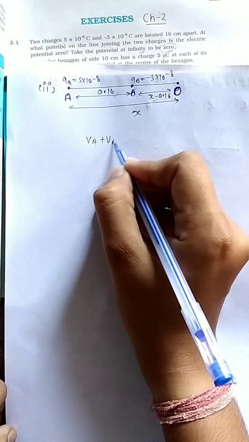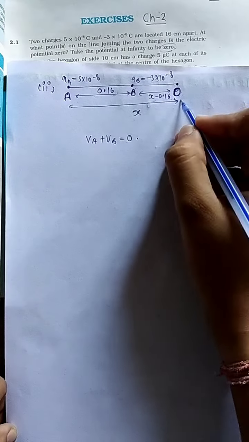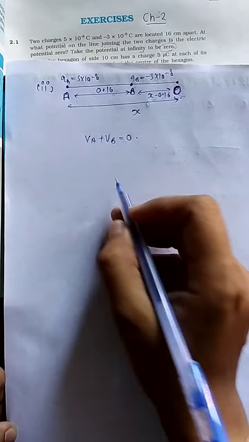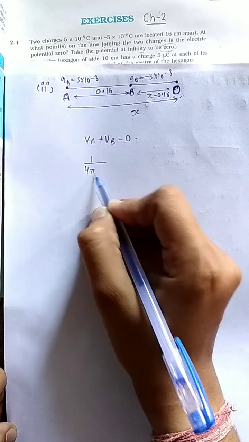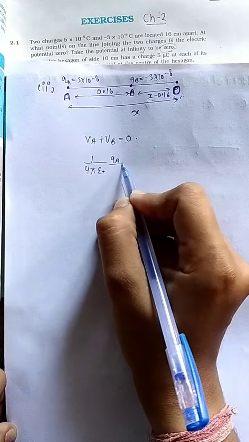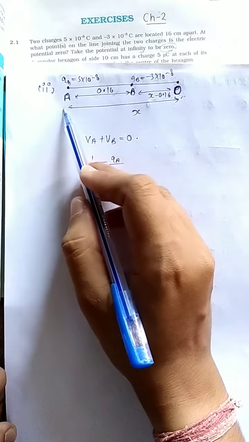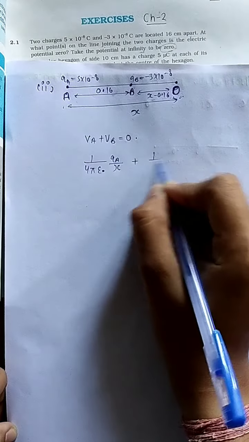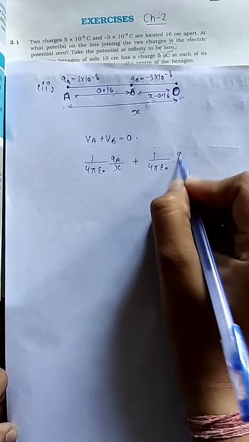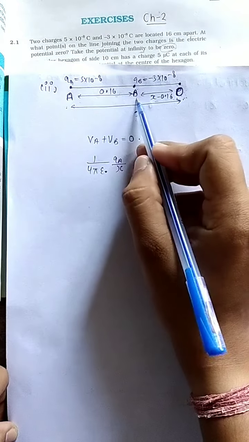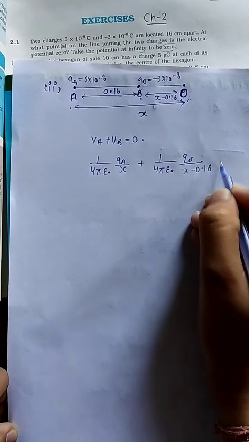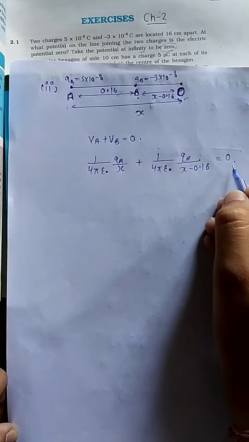Now VA plus VB is 0 at infinity. Suppose this point is at infinity, which is given in this question. Then 1 upon 4 pi epsilon naught qA upon r, where r is the distance of A to O, that is x, plus 1 upon 4 pi epsilon naught qB upon the distance between B and O, x minus 0.16, and it will become equal to 0.